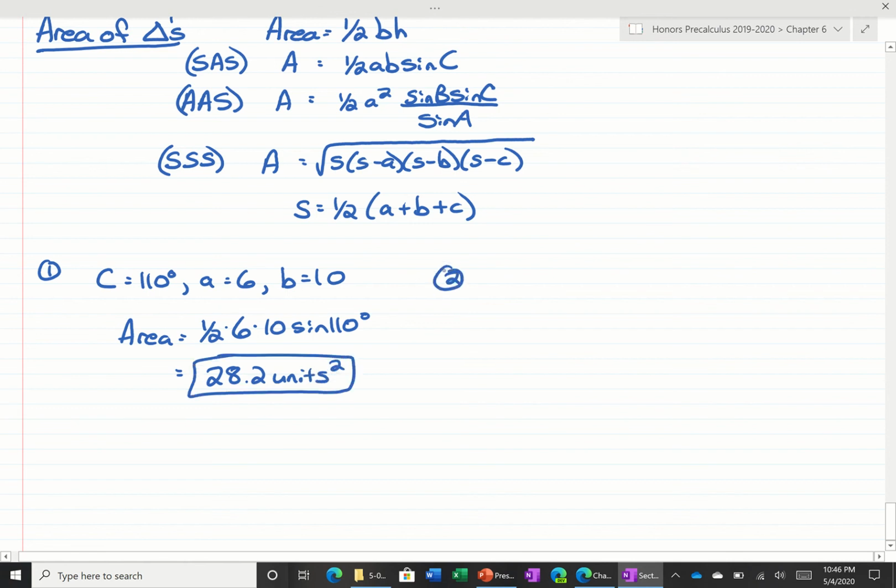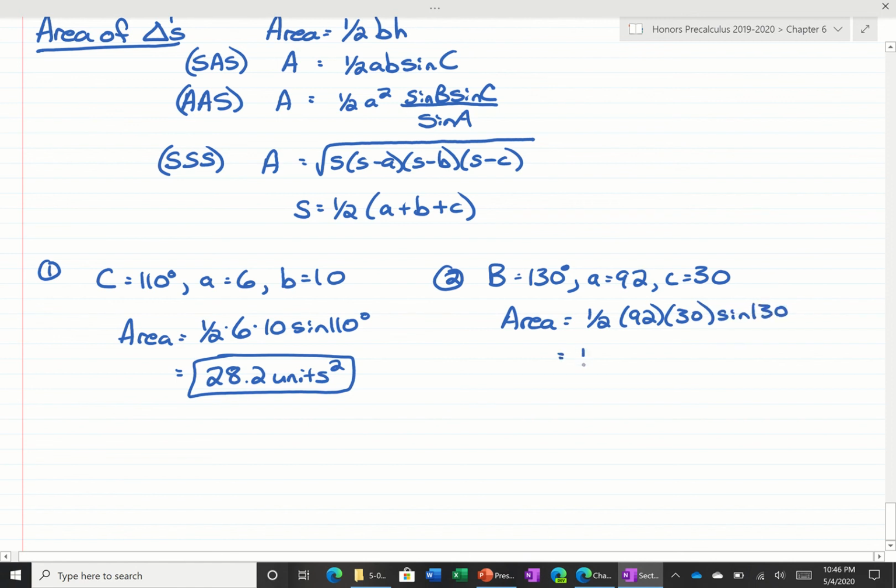For problem number 2, we have angle B is 130, side A is 92, side C is 30, so we have the same idea, where our area for a side angle side would be 1/2 of 92 times 30 times the sine of 130, and that would be 1057.1 square units.